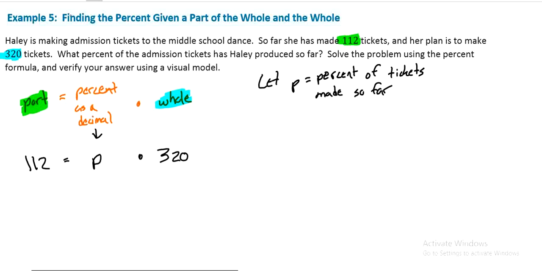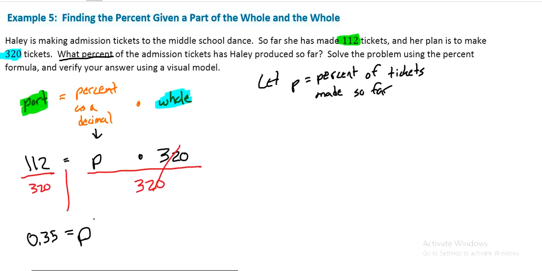All right, so we're trying to find out the percent because that's the question being asked. That means we want to get P by itself now. To get P by itself, I see we're multiplying that by 320. I'll do the opposite and divide by 320. And what I do to one side, I do to the other. These will cancel out. We'll be left with P on this side. And on the other side, we have 112 divided by 320. That gives us 0.35.